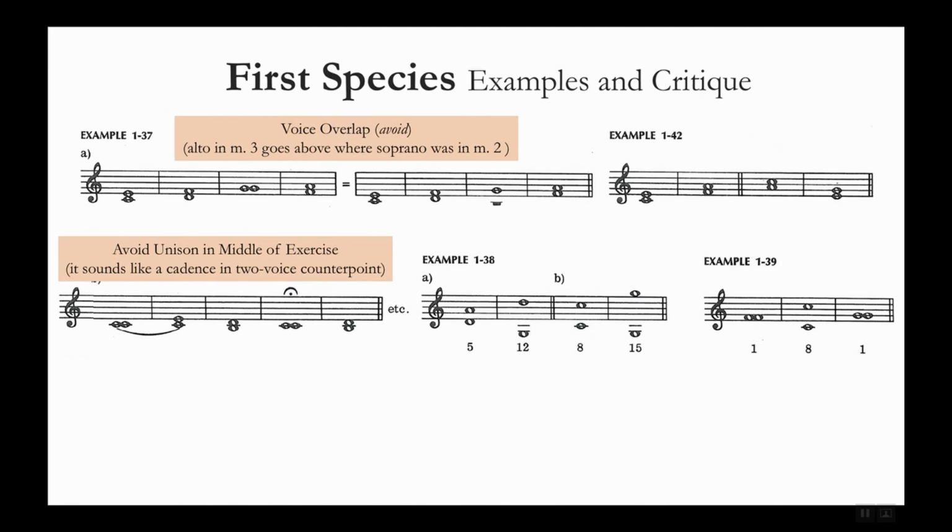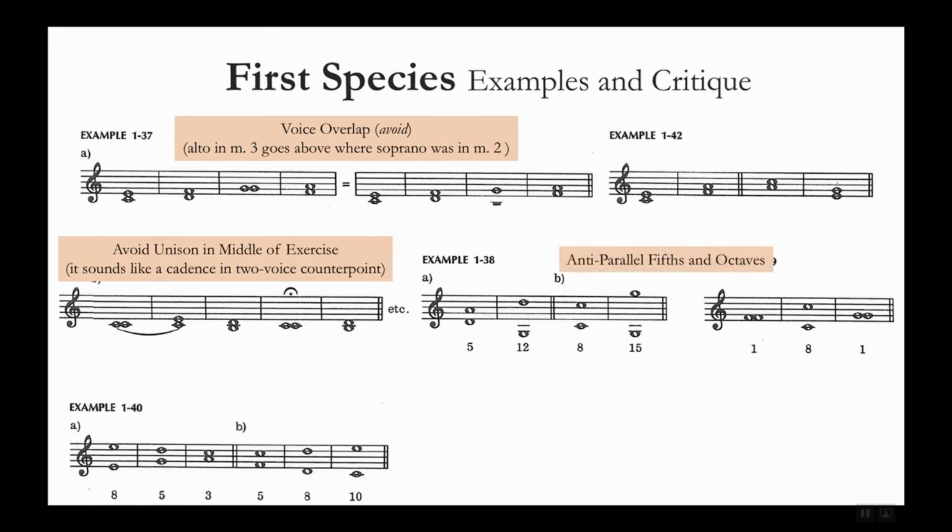Okay. Also not terribly effective. You start on a unison, then you go to an octave, and then you go to another unison. Again, those are just contrary, anti-parallel octaves or contrary octaves. Okay, how about this example?